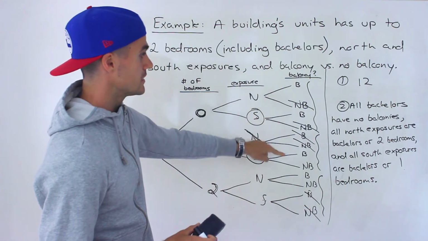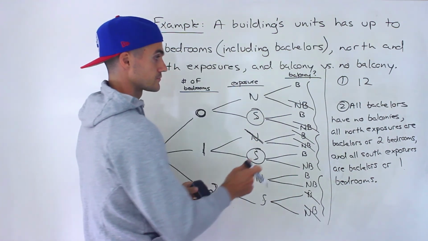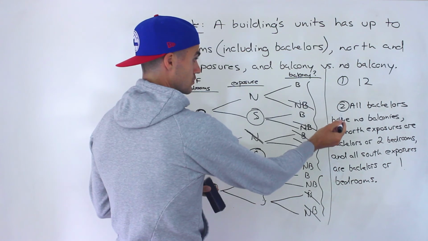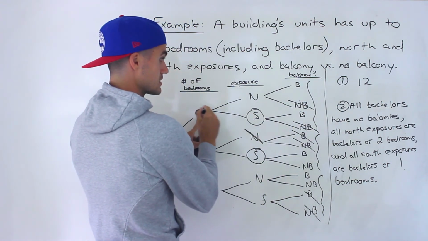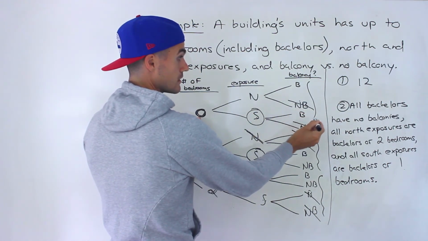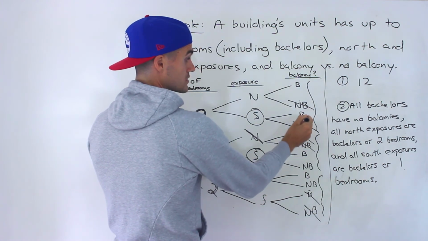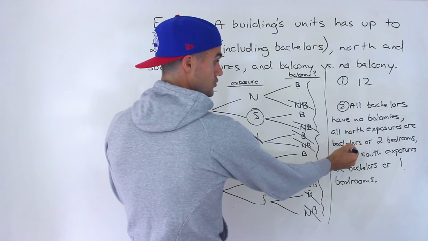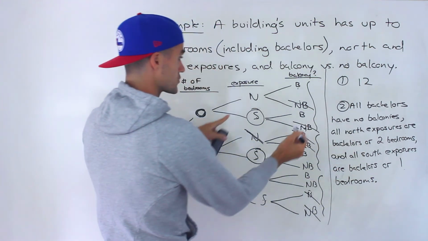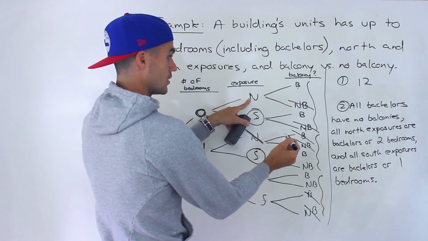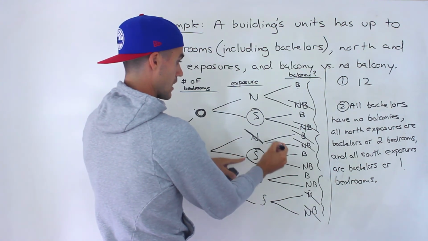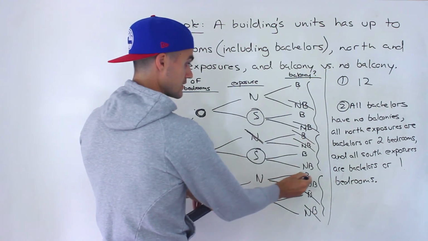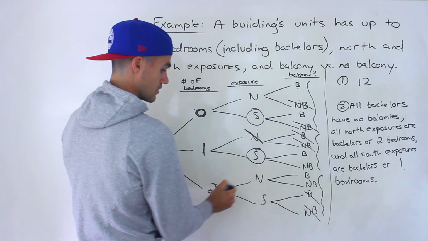And then with the possibilities that are left, you can look at them. All bachelors have no balconies. So notice this. All bachelors have no balconies. You got rid of this. So these 2 have balconies. Right? All north exposures are bachelors or 2 bedrooms. So this north exposure, notice it's a bachelor. These 2 got crossed out. So then these 2 north exposures have 2 bedrooms.